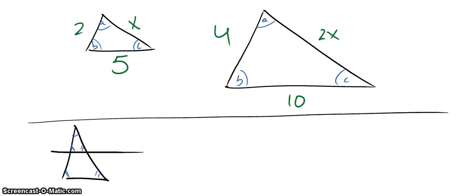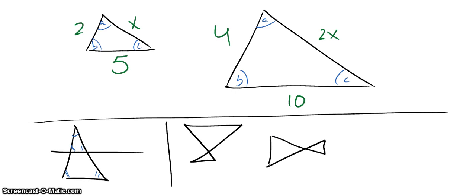Okay, that's number one. Number two is hourglasses or bow ties. As long as these sides are parallel, I got two similar triangles. Just be aware that this side corresponds to this side. It's like flipped. I got two similar shapes again.